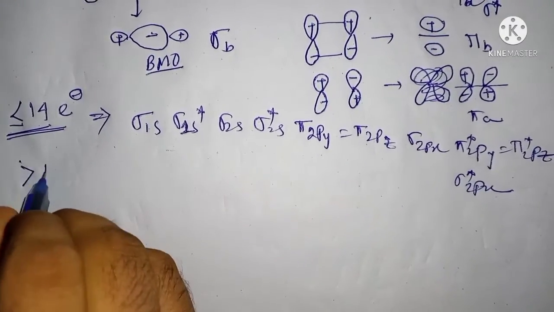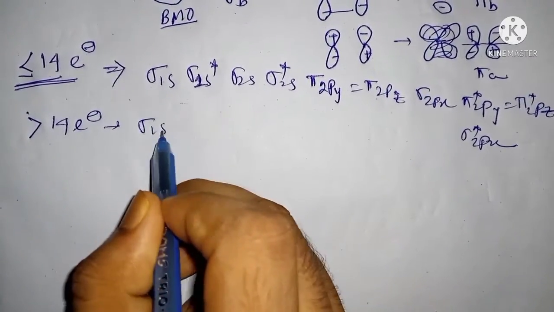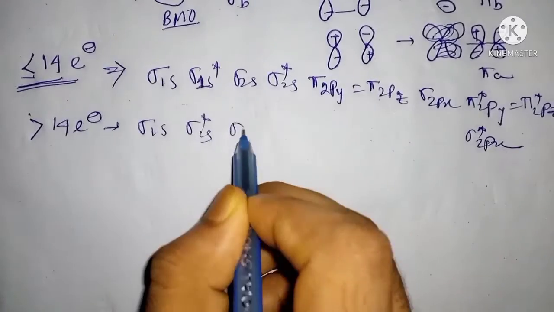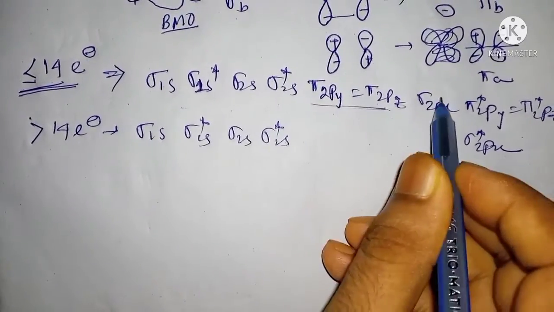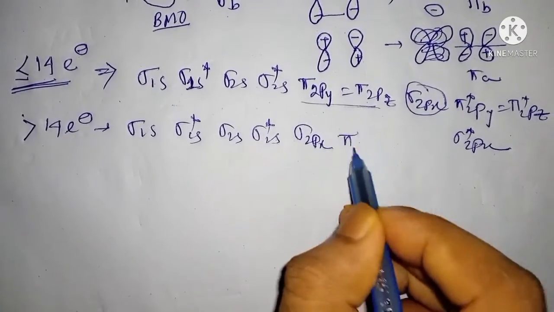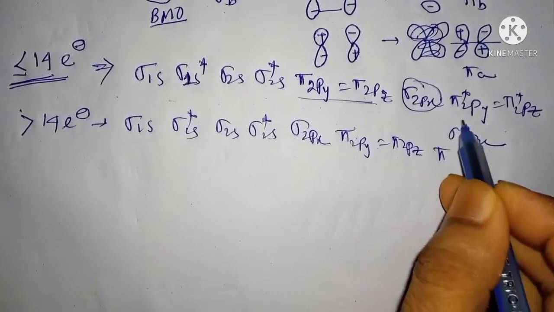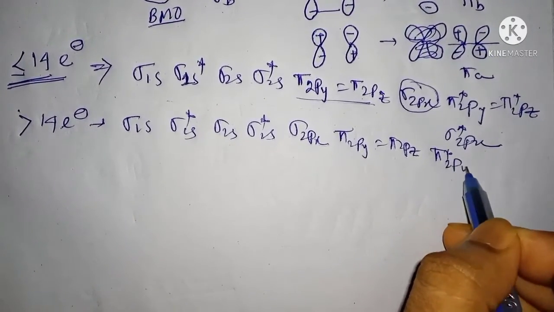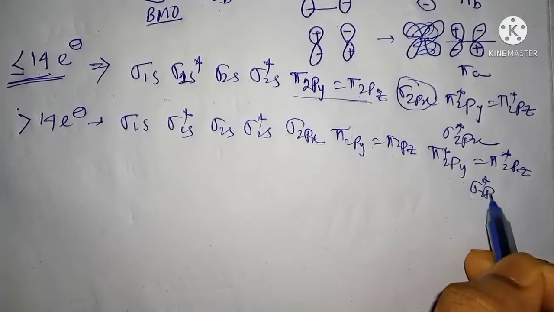And for greater than 14 electrons, the order is sigma 1s, sigma star 1s, sigma 2s, sigma star 2s, and then this changes: sigma 2px comes first, then pi 2py, pi 2pz, then pi star 2py equal to pi star 2pz, and sigma star 2px.